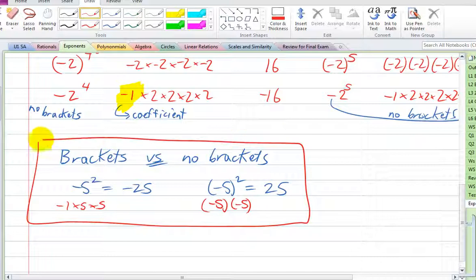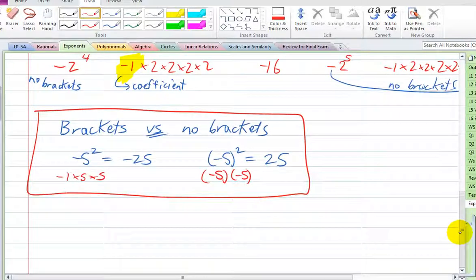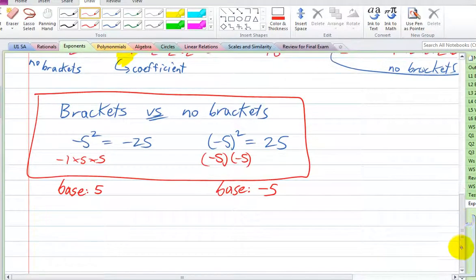You have to understand what's the base. So for this one, you have a base. What's the base for each of them? What's the base for the one on the left? 5. What's the base for the one on the right? Negative 5. Okay, brackets make a big difference. Okay. Then the next, good. Any questions so far? All right.